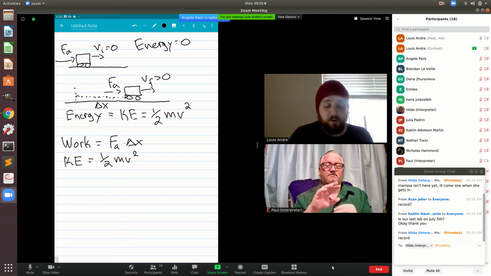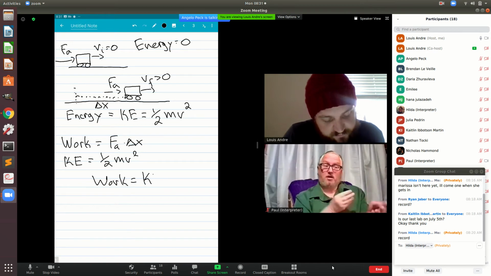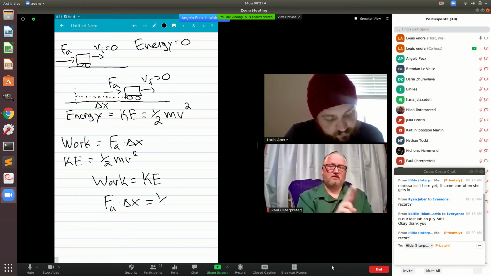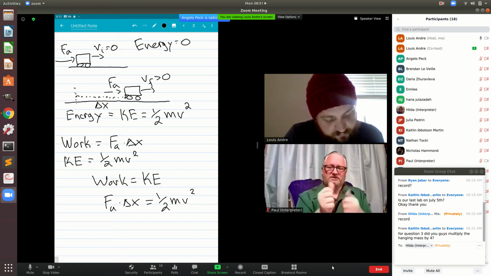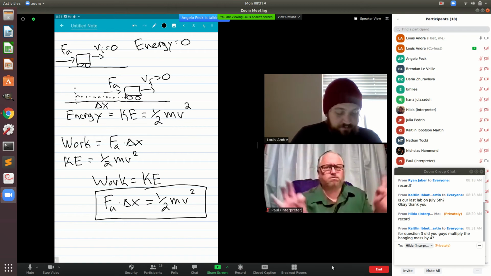So it turns out that the work I did is equal to the energy put in the object, so I can say that the work is equal to the kinetic energy, or that the force applied times my change in distance is equal to this 1/2 mv squared. Now this is super important because this is going to allow you to solve a lot of different problems in physics.